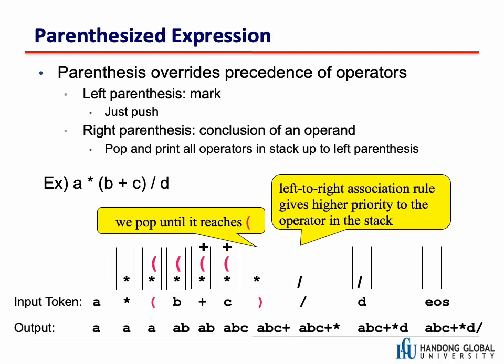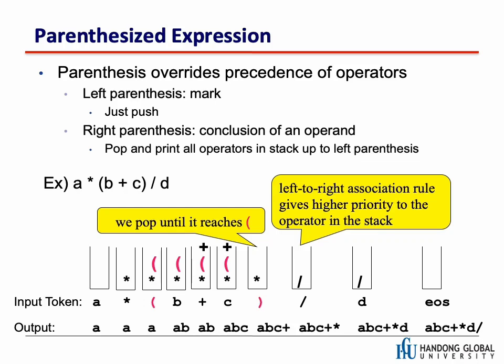When we meet a left parenthesis, we start a sub-expression here. We will use the same stack, and to mark it, we just push the left parenthesis. It means until we meet the right parenthesis. If we meet the right parenthesis, it's kind of the end of the substring, the conclusion of an operand in the parenthesis. So when we meet the right parenthesis, we will pop and print all the operators in the stack up to the left parenthesis. So we will finish all of them right before the left parenthesis. The left parenthesis is in the stack, so until we meet the left parenthesis, we will pop everything.